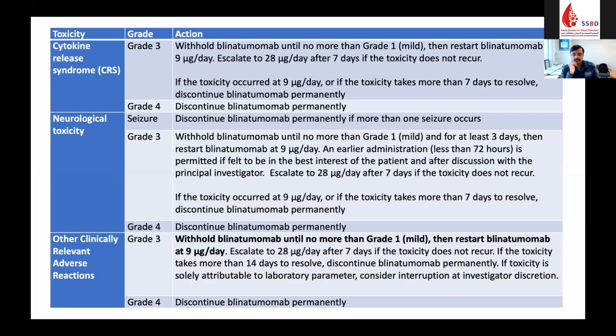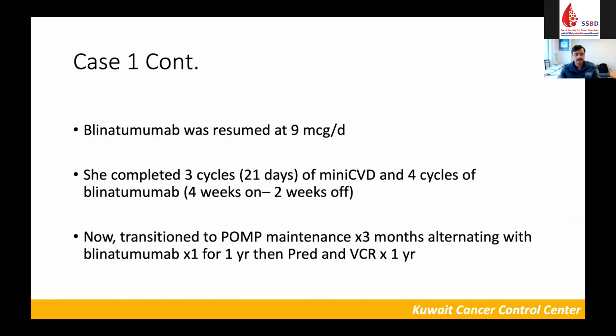But for the other clinically relevant adverse reactions, like our patient who had a grade 4 neutropenia, we withheld the Blinatumomab for 1 week, and then we restarted because we thought that the chemotherapy might play a major role here. And then we restarted the Blinatumomab at 9 mics per day, and the toxicity of neutropenia and thrombocytopenia did not recur anymore. So again, the Blinatumomab was resumed at 9 mics per day, and she completed the 3 cycles of mini-CVD.